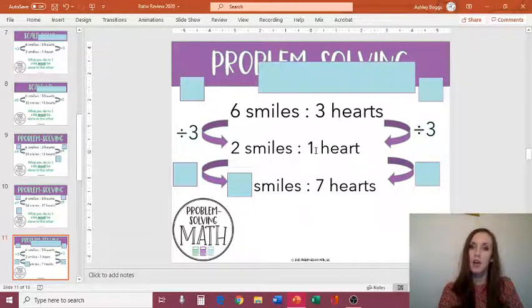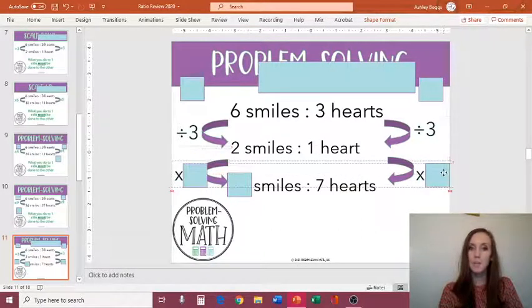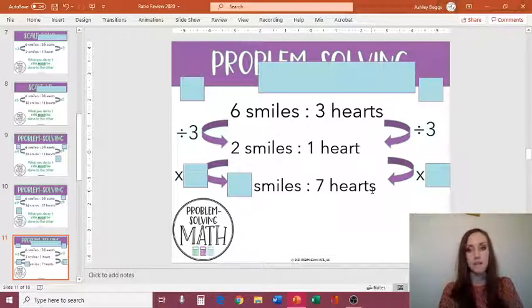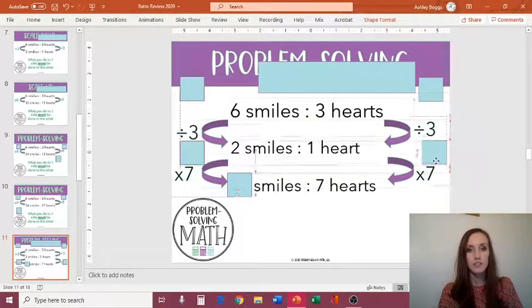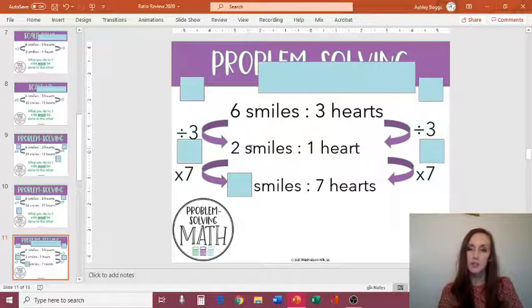Now we can see, from 1 heart to 7 hearts, we'll be scaling up, which means we're multiplying. How do we go from 1 heart to 7 hearts? Well, we multiply by 7. What we do to one side must be done to the other. So we multiply 2 smiles times 7 to get 14 smiles.